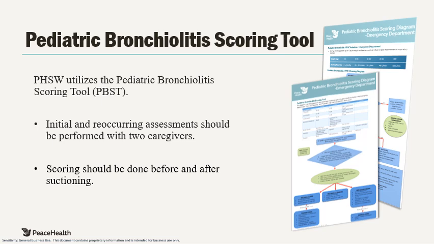This is why many institutions have initial and recurring assessments performed with 2 caregivers to get the most accurate representation of the patient's bronchiolitis score, as is the practice at PeaceHealth. Scoring should also be done before and after suctioning. The pediatric bronchiolitis scoring tool allows the caregiver to determine what pathways should be taken regarding cares and frequency in an effort to minimize the need for escalation of cares.